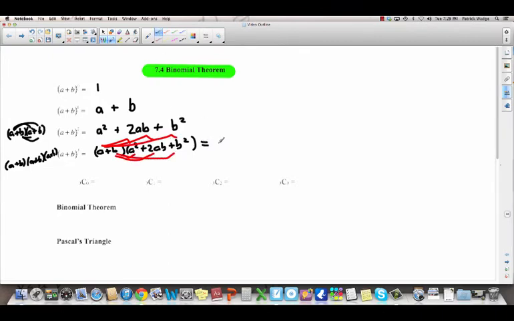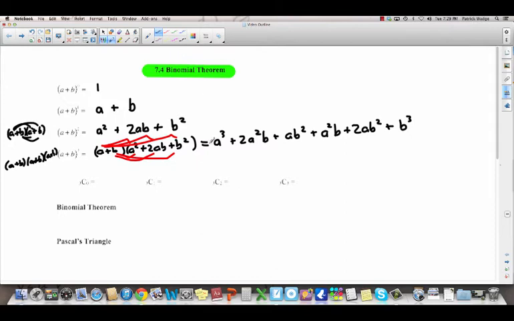All right, here we go. A times A squared is A cubed. A times 2AB equals 2A squared B. A times B squared is AB squared. B times A squared is BA squared, but let's put it in alphabetical order, A squared B. B times 2AB is 2AB squared. And B times B squared is B cubed.